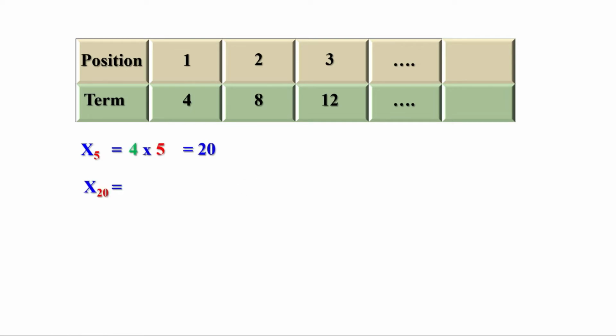Now what is the 20th term? 4 into the position, that is 4 into 20, that is 80. Now what is the 25th term? Again 4 into the position, that is 4 into 25, and that's equal to 100.